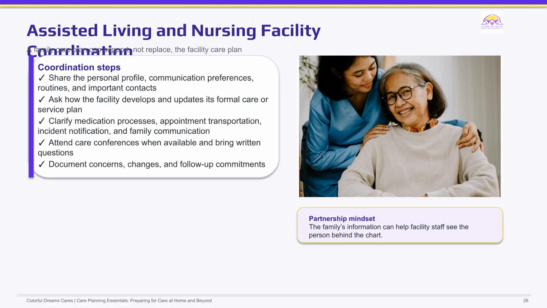When a loved one moves to an assisted living or nursing facility, your care plan becomes a partnership tool. Use it to share personal routines and preferences with the staff. Your family-provided information helps the staff see the person behind the medical chart, improving the quality of care.